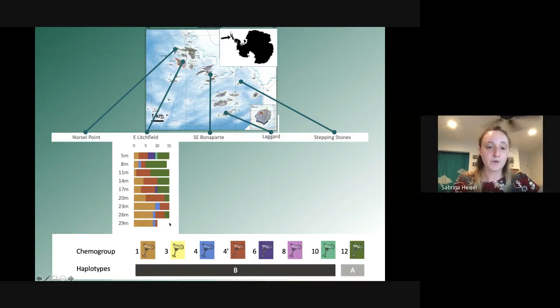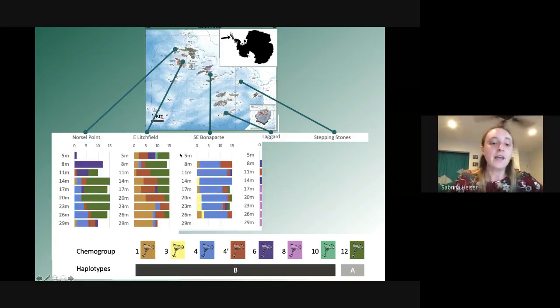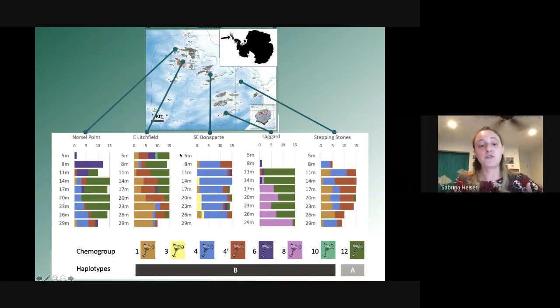The other thing that I wanted to point out here as an example is that we have somewhat of a depth distribution going on of the chemogroups. So the shallower depth appeared to be dominated by chemogroup 12, then chemogroup 4' is becoming more dominant, and in the deeper waters we have primarily chemogroup 1 present. And we had a similar sort of depth pattern also at Nozzle Point, and also at Laggard over here.